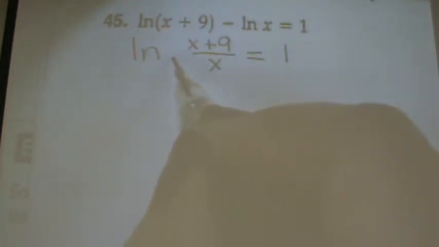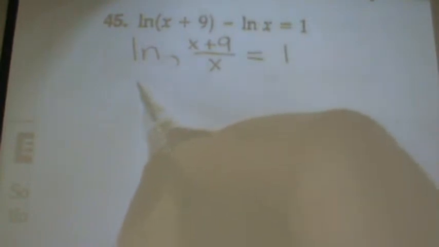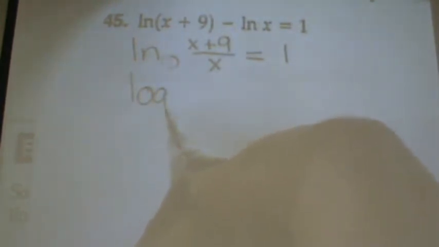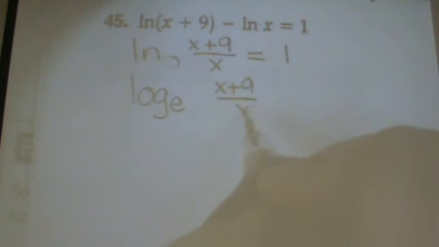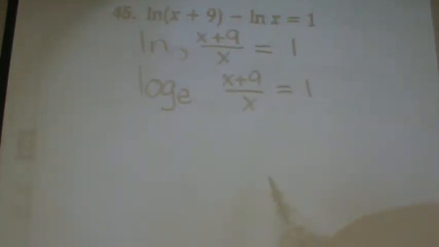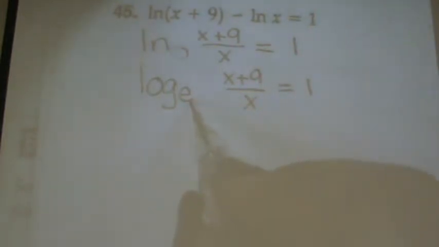What is the base here? This is log base e. Okay, it is an e. This is what this problem reads. So you're going to convert this to exponential. It would be e to the first power is equal to x plus 9 over x.